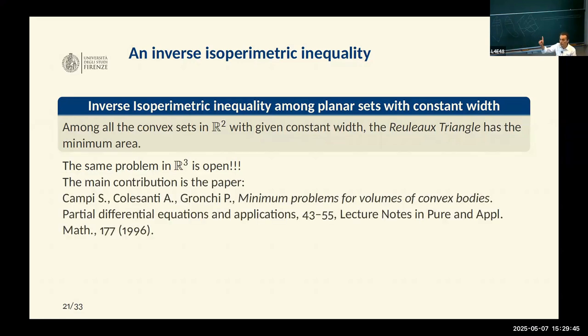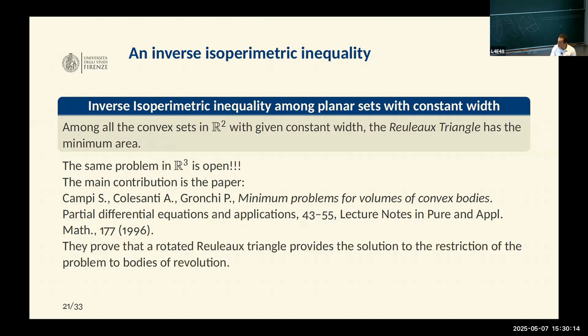In R3, the same problem is open. So if you are interested, some students can try to prove it in R3. The main contribution is a paper by three colleagues of mine. They proved that among all sets of constant width obtained as a rotation of a 2-dimensional set, so you rotate the Reuleaux triangle, you get the minimum, but they only look at sets obtained in this way. So this is essentially the only contribution, and the problem is still open.